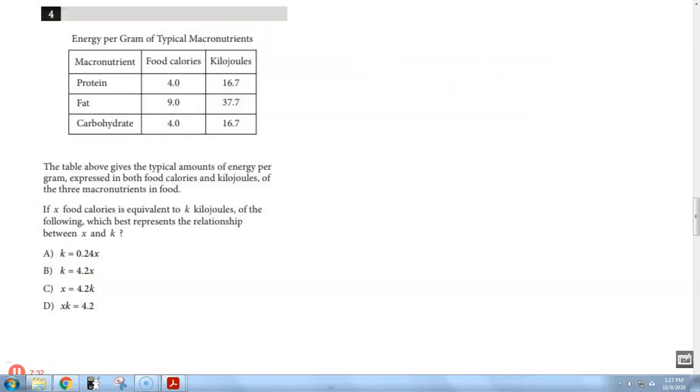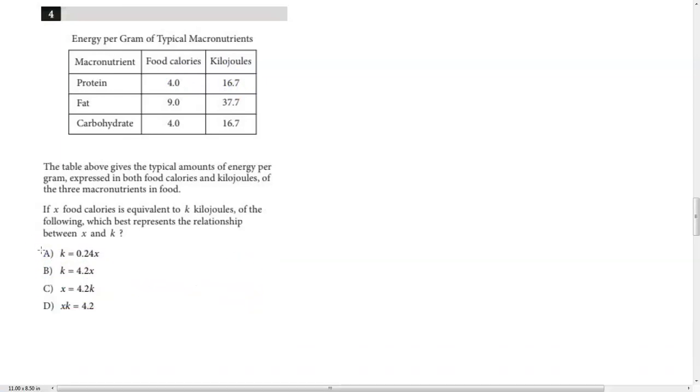Now, you could always have just tried to plug numbers in. Just stick this in for X and see if you get that for K. So you could have just done that as well. And the only one it would work for is right here. So for instance, even if you were tempted by C, you would have put in 4 equals 4.2 times K, and that's just not true. That's a false statement. So you'd have seen that way as well.